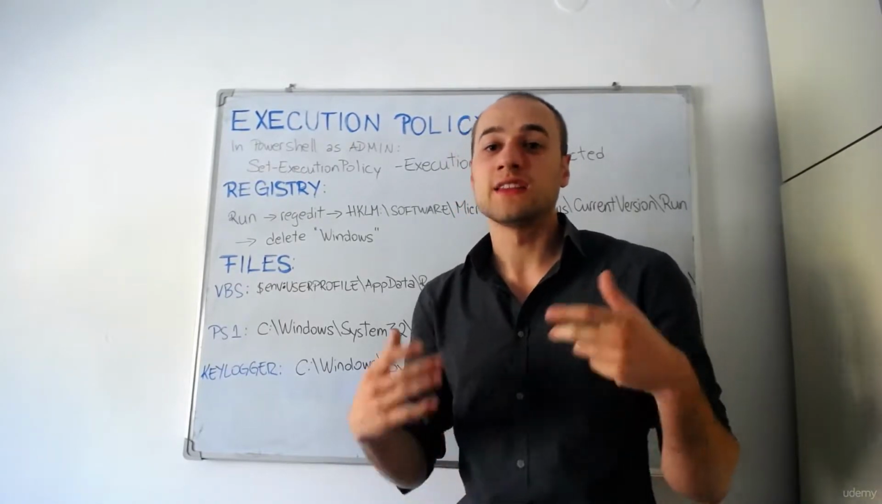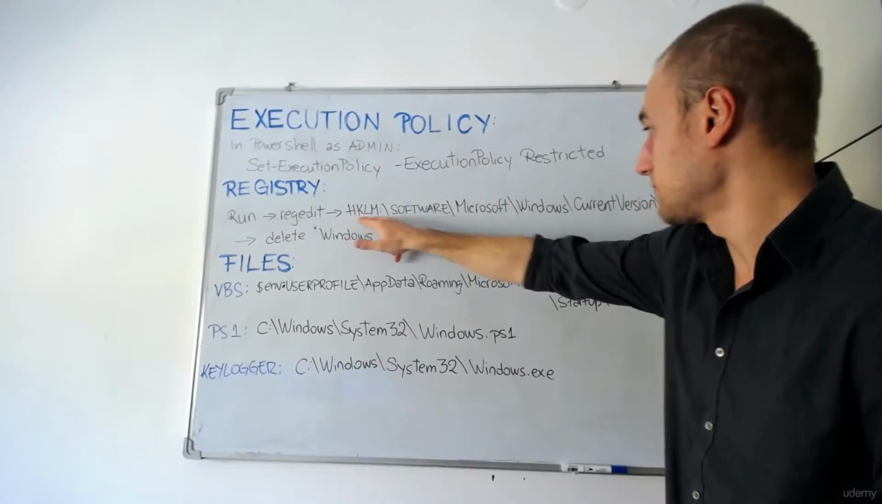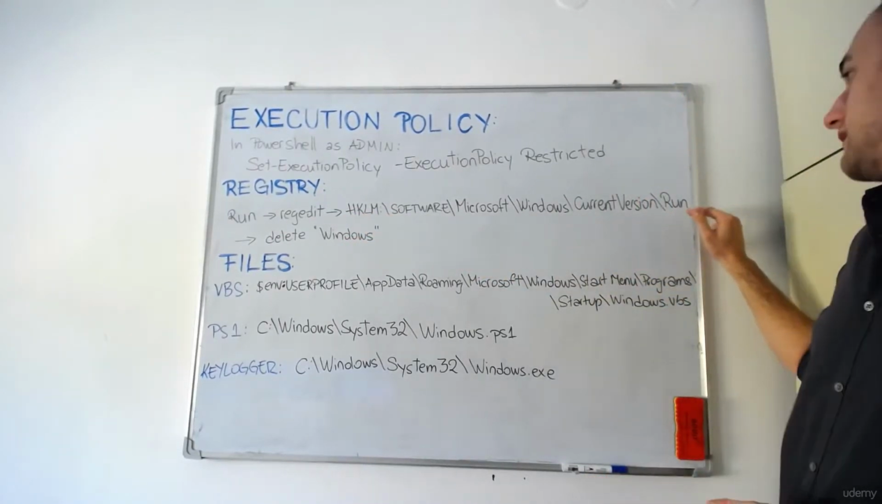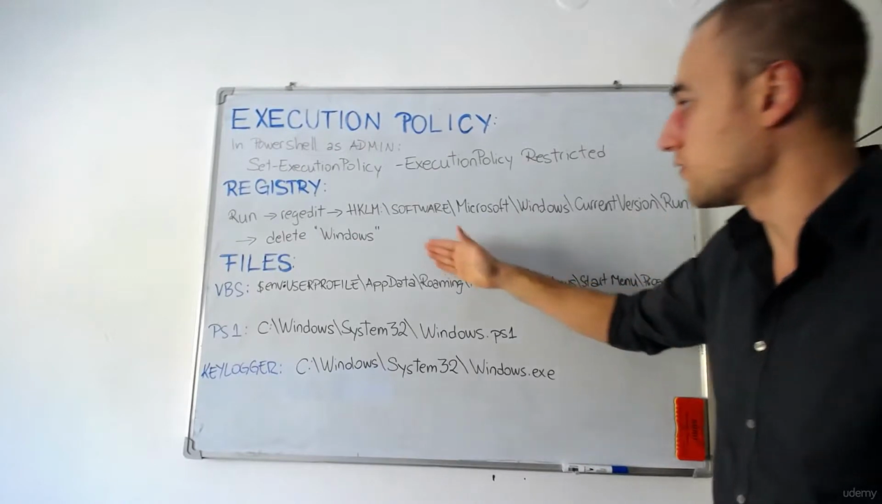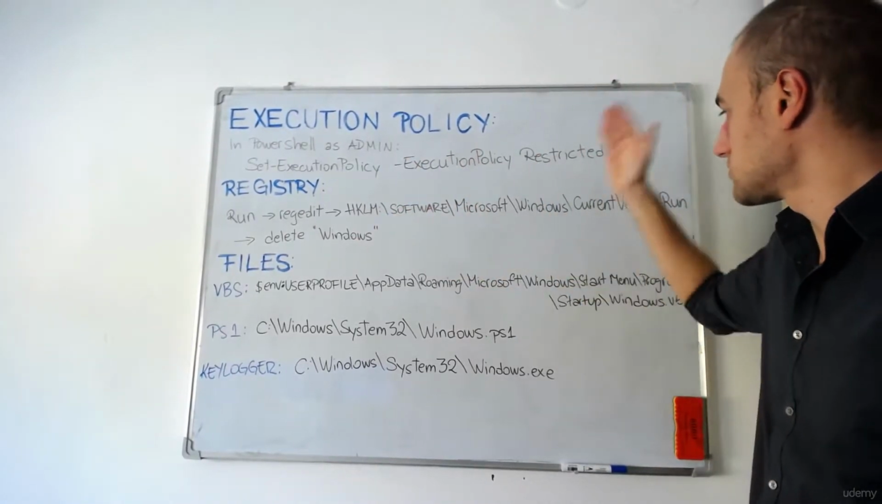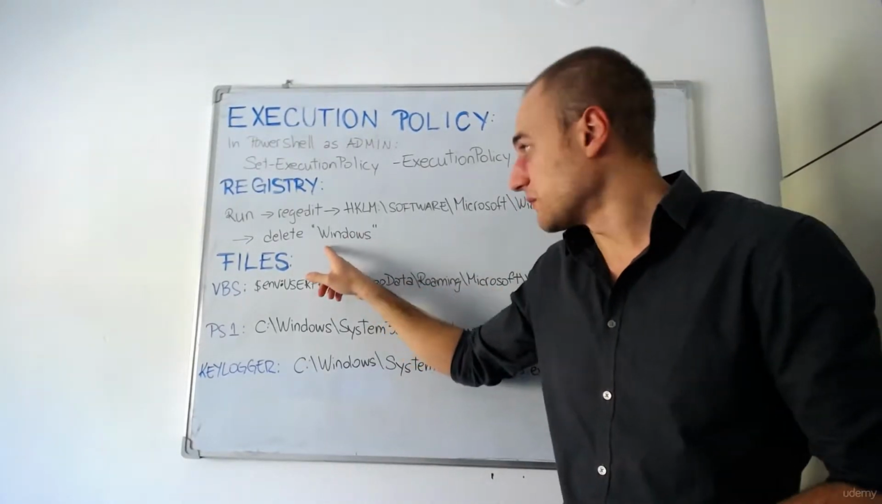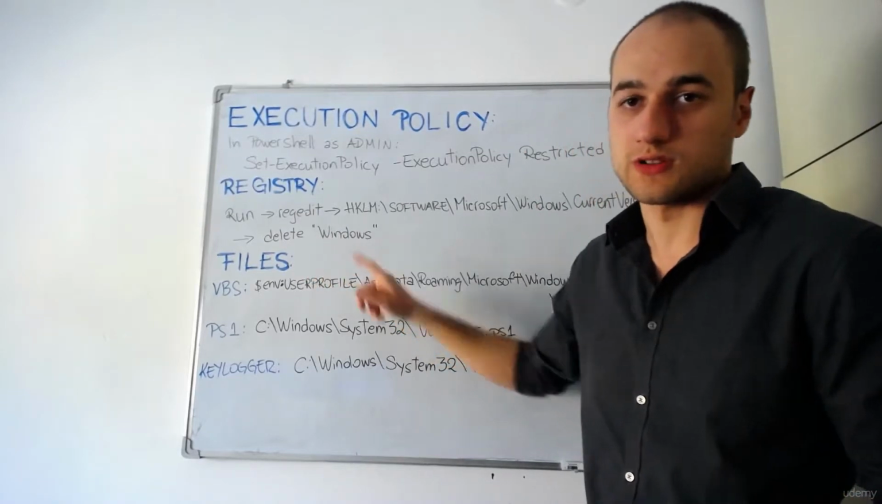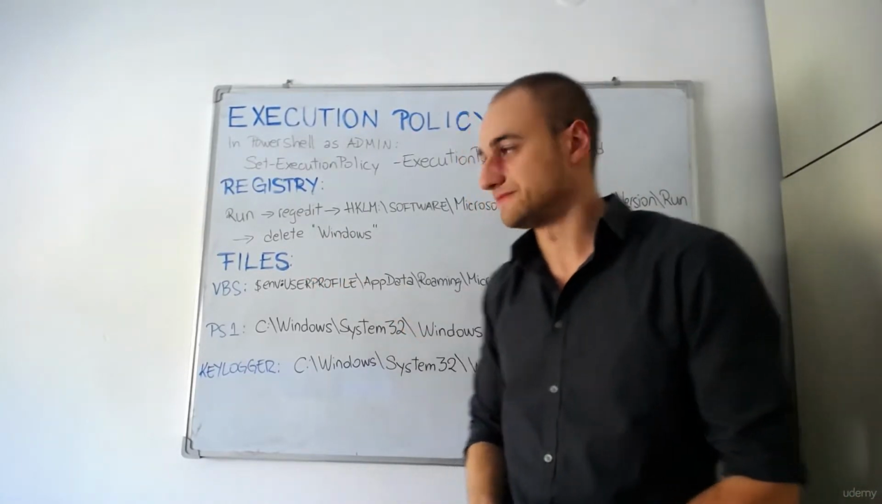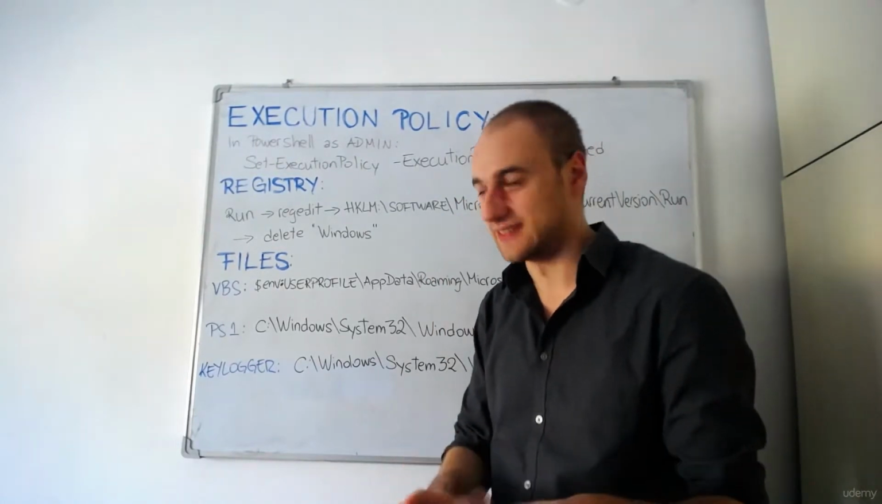Just find the keylogger under this path, beginning from here and ending here. So you go HKEY_LOCAL_MACHINE, then Software, Microsoft, Windows, CurrentVersion, Run, and there you find the name of your keylogger. I have named this one Windows, but you can name yours any way you want. And delete that. Do not delete anything else.